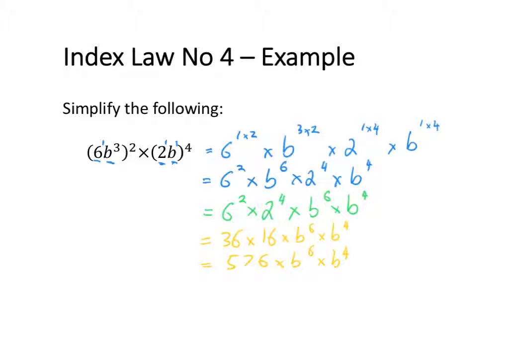Now I can go ahead and simplify my two lots of b's using the first index law. So it equals 576 times by b to the power of 6 plus 4, which is going to equal 576 b to the power of 10. So the expression simplifies to 576 b to the power of 10.